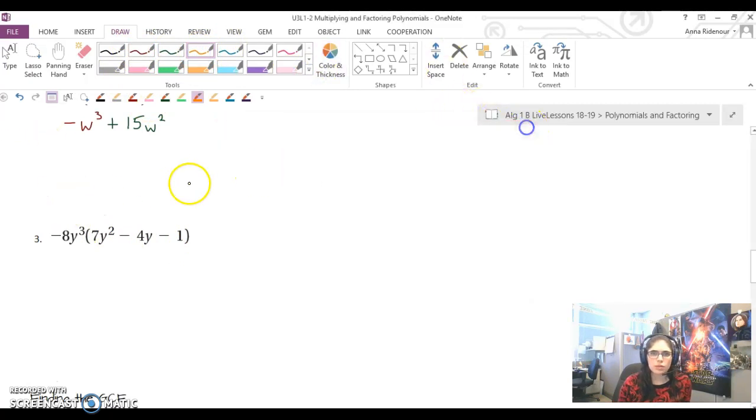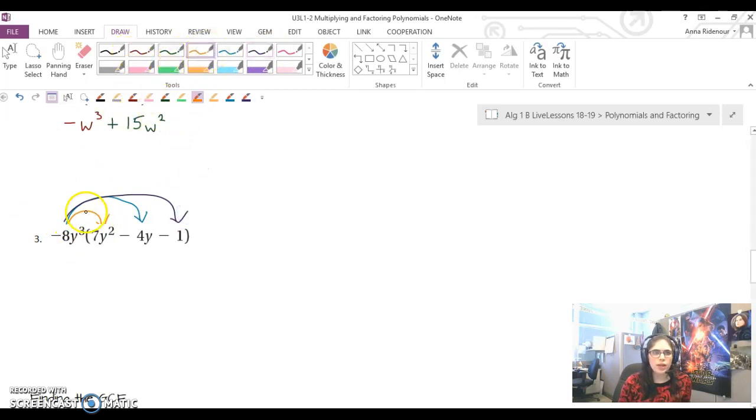So I'm going to multiply, oh, I lost my mouse now. There it is. Multiply negative 8y to the third times the 7y squared. Then I'm going to multiply that negative 8y to the third times the minus 4y. And then finally times the minus 1.